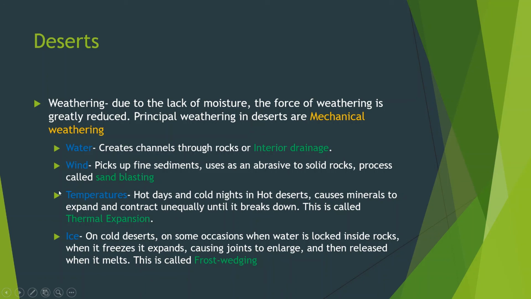And also we have temperature. In deserts there are usually hot days and cold nights. So the minerals expand and contract unequally, basically due to their different chemistries, and this is called thermal stress or thermal expansion. And ice. In cold deserts, on cold nights, when water is locked inside the rocks and it freezes, it expands, causing joints to enlarge and then release when it melts. So this is called frost wedging.